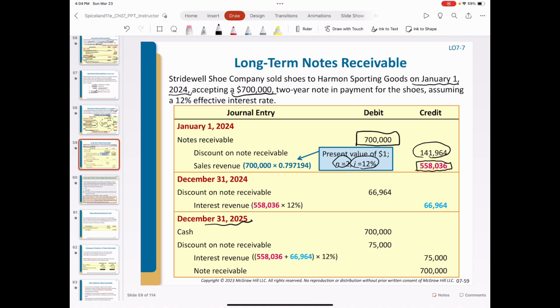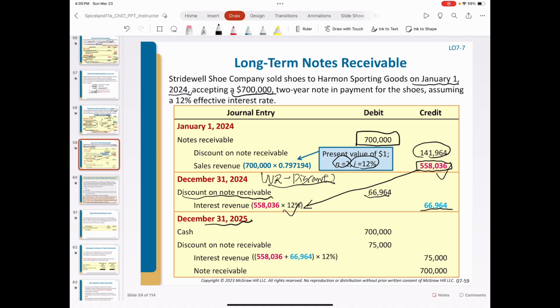By the end of this year, the company should recognize 1 year of interest revenue. The amount is the carrying amount of the notes multiplied by 12%. What's the carrying amount? The carrying amount of notes receivable, NR, is the notes receivable minus the discount, which is $558.36. Multiplied by the interest rate, that's also the amortization of discount on notes receivable. Interest revenue recognized in 2024 was the product of this number.